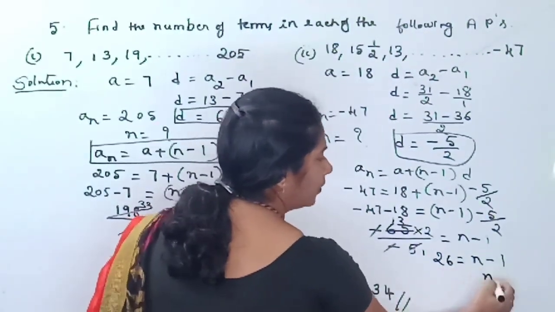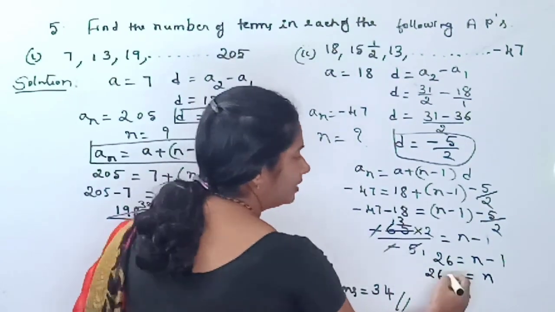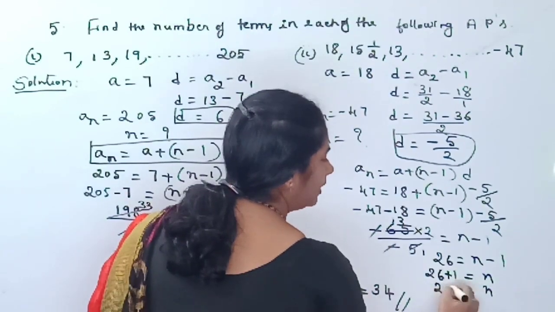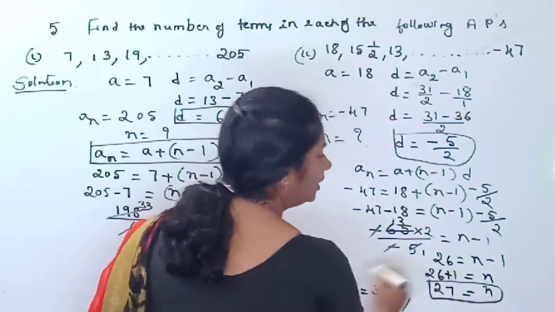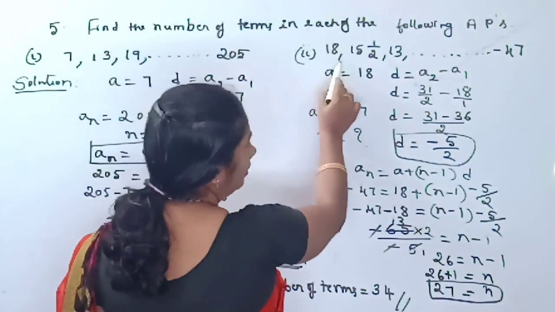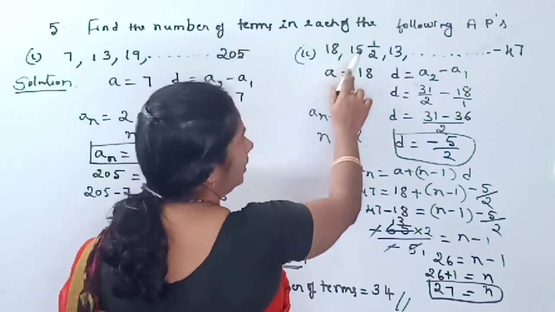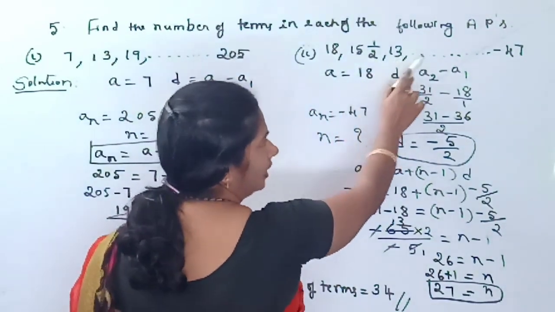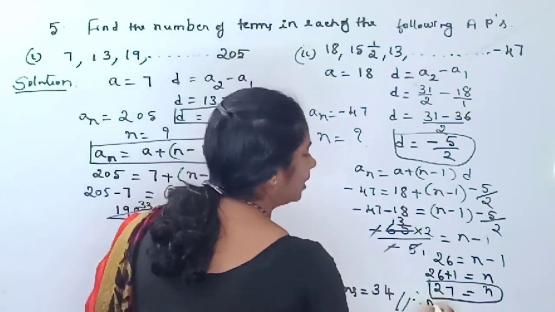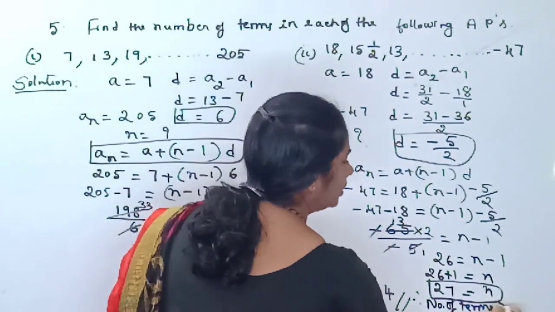So you have to find the N value, children. It is 26, minus 1 you transpose to the left hand side, it becomes plus 1. So the N value is 27. Got it? So what is your conclusion, children? There are 27 terms between 18, 15 and a half, 13 and so on till minus 47. Therefore, the number of terms is equal to 27.